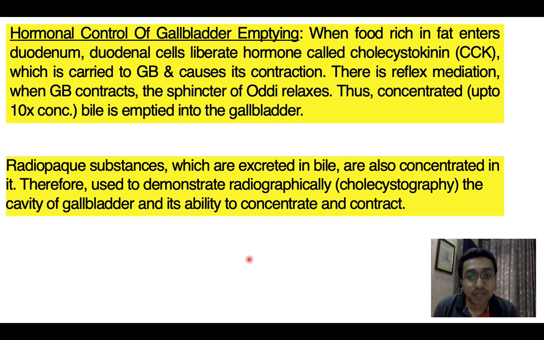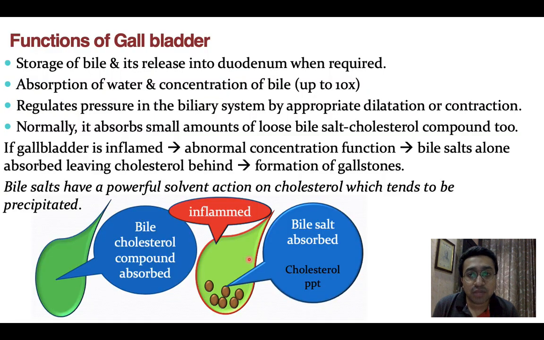Now, radio-opaque substances which are excreted in bile are also concentrated in it. Therefore, they are used to demonstrate radiographically, by cholecystography, the cavity of the gallbladder and its ability to concentrate and contract. Eventually, I will also be posting some radiographic slides which will make this more clear. So, talking briefly about the functions of the gallbladder, as we saw, it helps in the storage of bile and release into the duodenum, absorption of water and concentration of bile up to 10 times, again which can be asked in MCQ, and regulates the pressure in the biliary system by appropriate dilation or contraction.